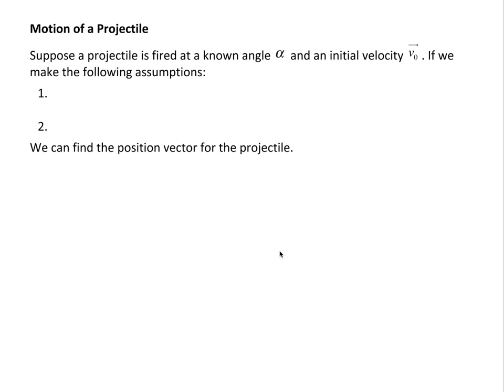Now, suppose a projectile is fired at a known angle alpha with initial velocity v naught, where v naught is a velocity vector. So this is saying what's the value of the velocity vector at time zero. Now we need to make two assumptions. First assumption is that air resistance is negligible. And the second assumption is that gravity is the only external force.